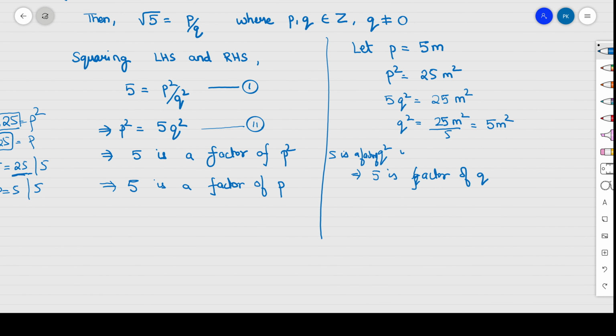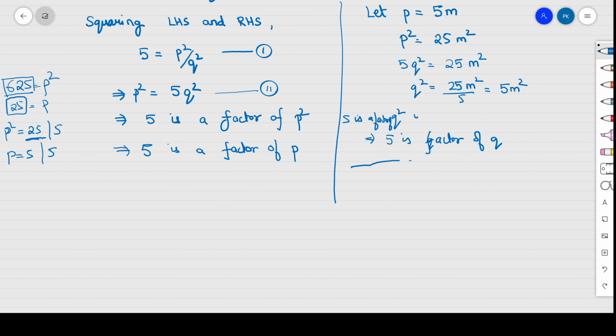This means they have again a common factor. This contradicts our assumption that p by q have no common factors, which means it cannot be a rational number. So under root 5 is an irrational number. It is not a rational number. Those statements you will have to make here.